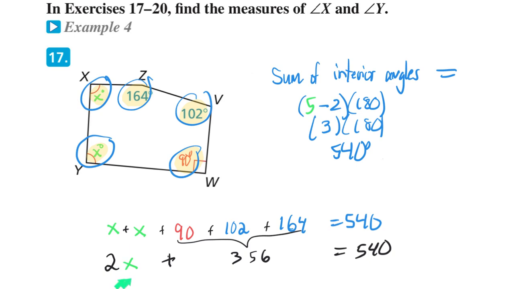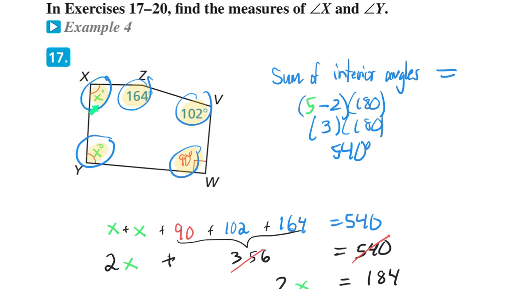X and x is 2x. These 3 numbers sum to 356. Subtract 356 from both sides. So we're left with 2x equals 184. So x equals 92. But they were asking for the measures of angle x and y.